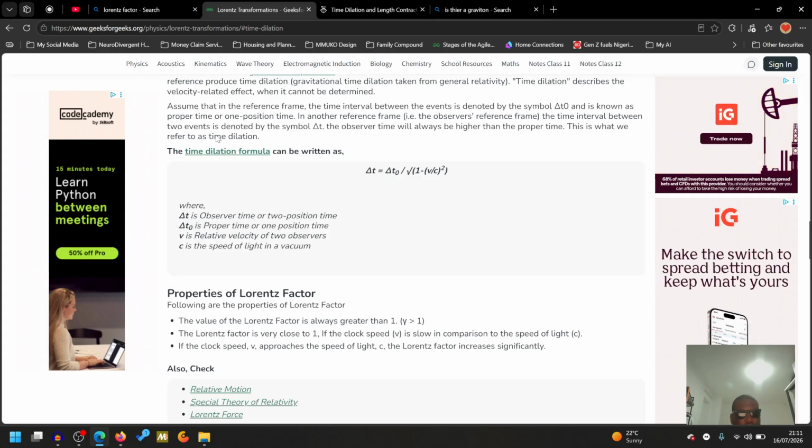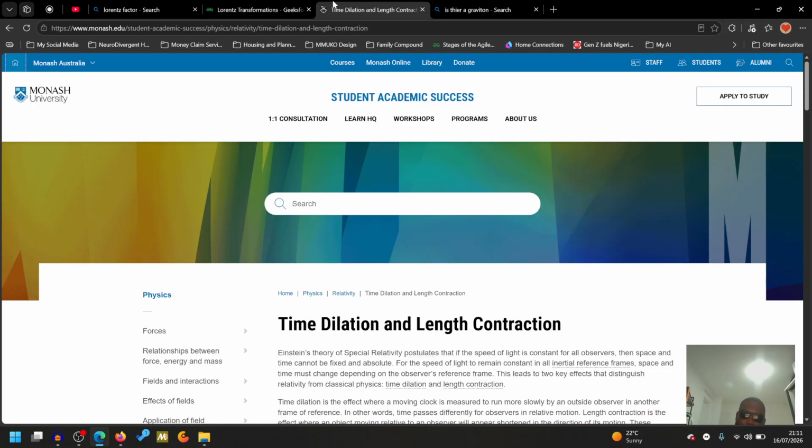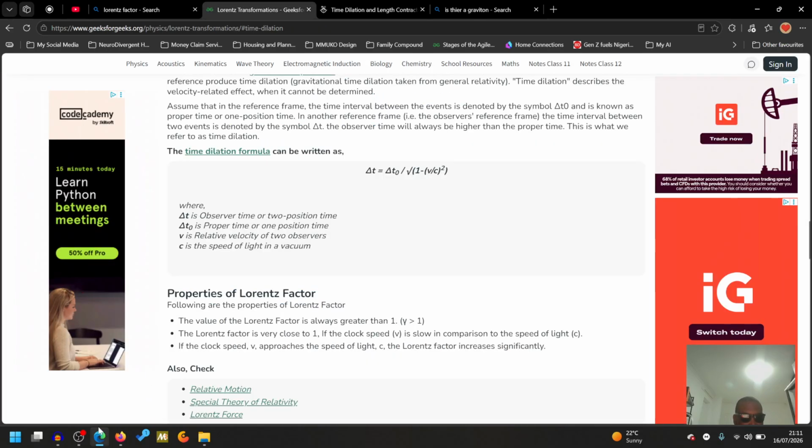So this time dilation, you have to affect time itself, because if time works in the opposite direction, you know. Oh yes, okay. Let me try to give you the problem formally.